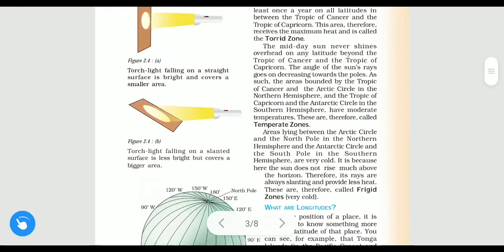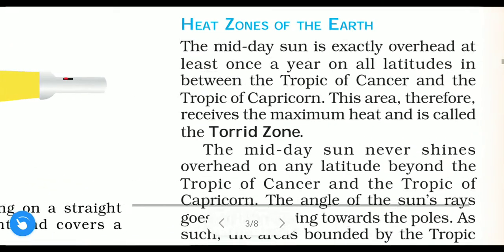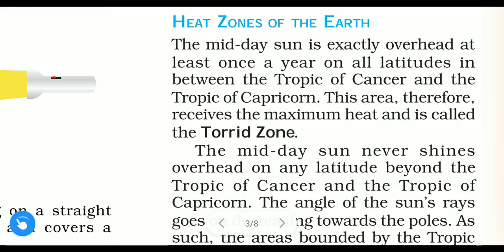Here it is shown what is meant by the torrid zone. At midday, the sun is exactly overhead at least once a year on all latitudes between the Tropic of Cancer and the Tropic of Capricorn. This area therefore receives the maximum heat and is called the torrid zone. Midday sun means the noon sun.